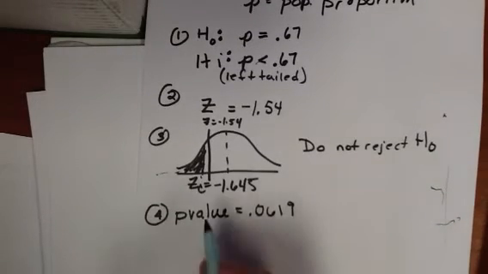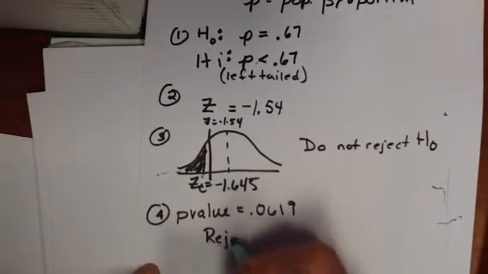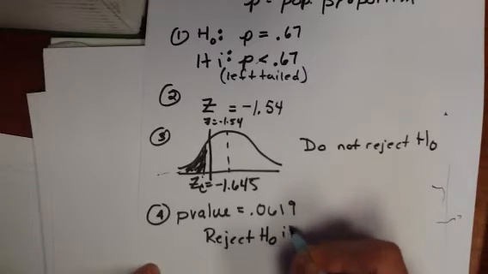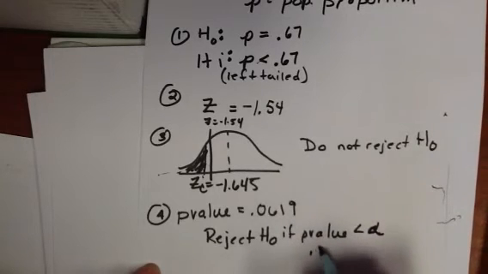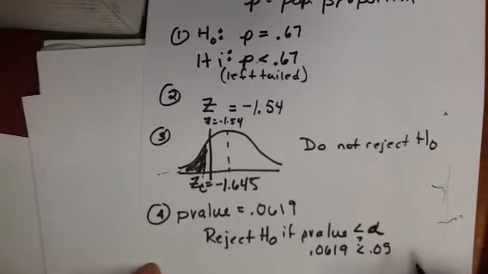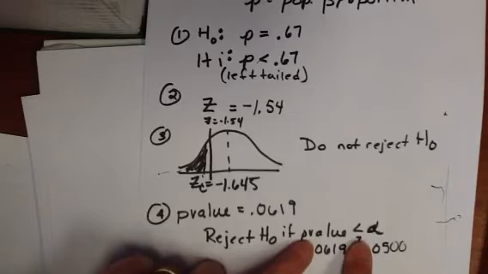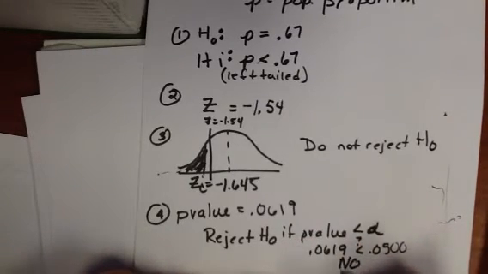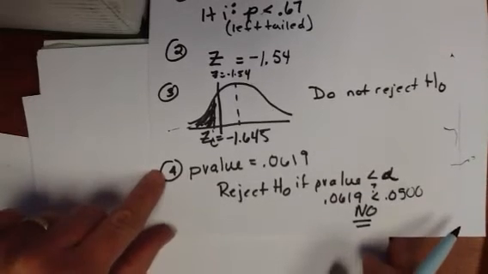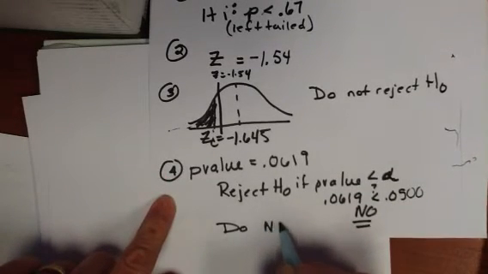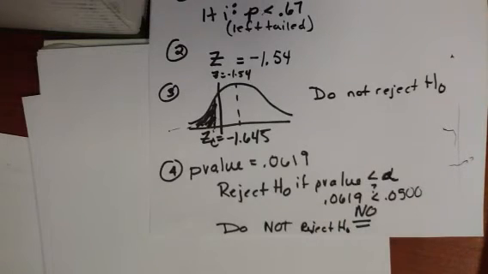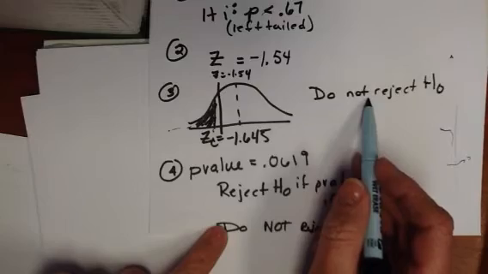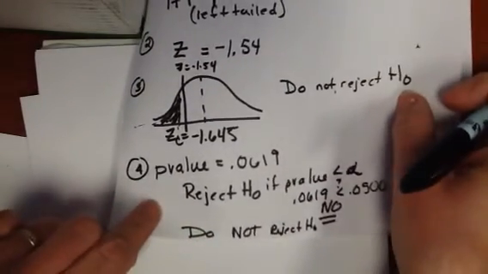Step 4. Again, remember our decision rule is we reject H naught if our p-value is less than alpha. Our p-value is 0.0619. The question is, is that less than 0.05? Remember, add two zeros, compare the numbers. It is not, right? So no. When we say no, it is not, our decision is do not reject H0, which is agreeing with this decision here. Remember, it's do not reject H0. Don't forget that H0 on there.